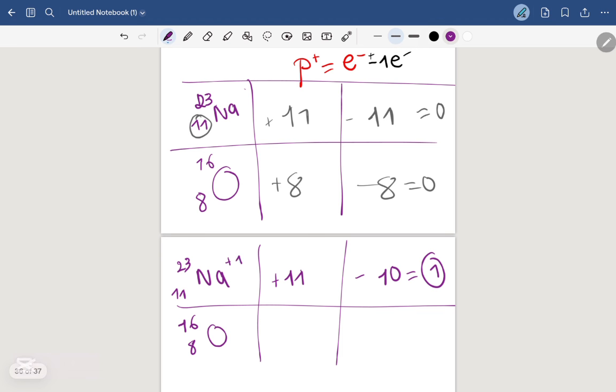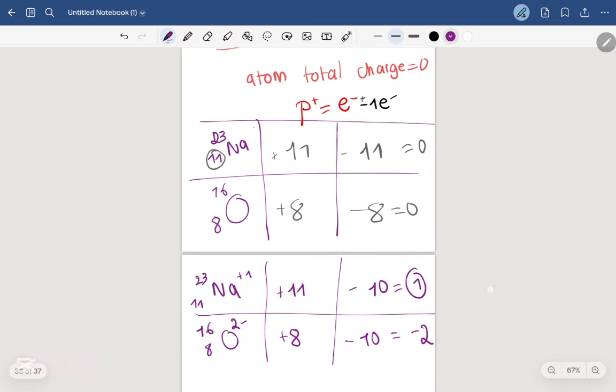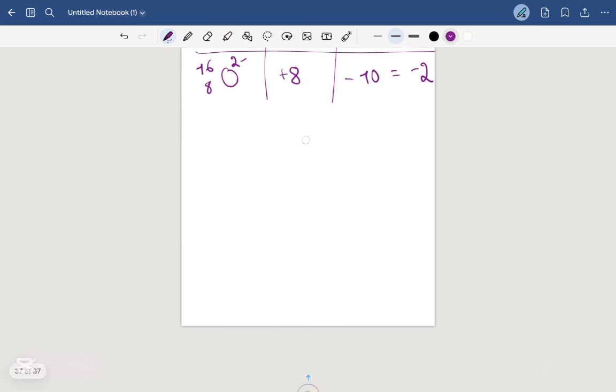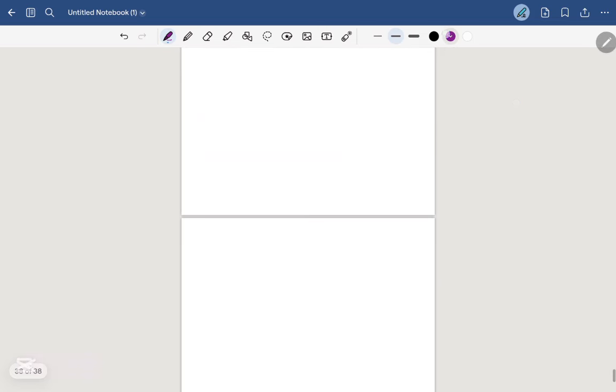Now, oxygen, you know that it becomes O2 minus. So oxygen has 8, and you added 2 electrons, so it becomes minus 10 now. 8 minus 10 is minus 2, so it becomes O2 minus. This is how you are supposed to deal with it. And just like that, we finished section 1.1. Now we will move on to section 1.2.